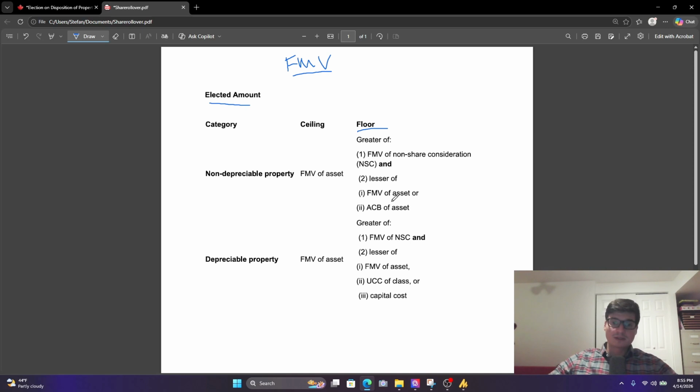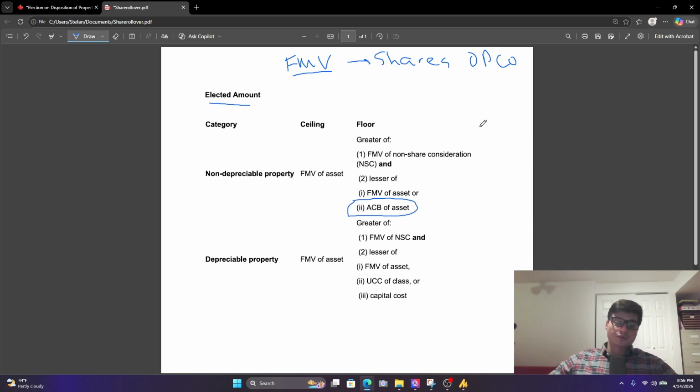So when you're looking at the elected amount, you want to look at the floor. You don't want to look at the ceiling, because at the ceiling you'll have some sort of tax implication. There will be a gain. But you want to look at the floor. So if we are rolling over shares of an Opco, we're going to look at the floor, which is the greater of two things: the fair market value of non-share consideration, that is your boot, and the lesser of two things. Before you can get that, you need to find what the lesser of these two is: your fair market value or your ACB. Then you take the greater of your boot or that amount. In general, to create no tax implication, we're just going to look at the ACB of the asset.